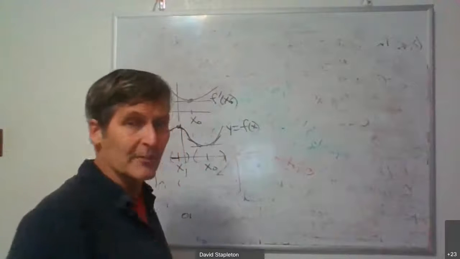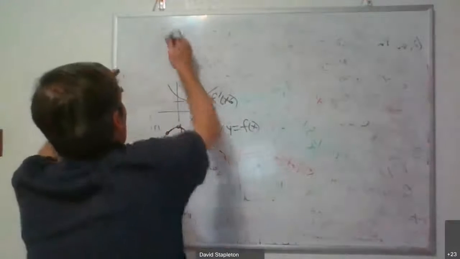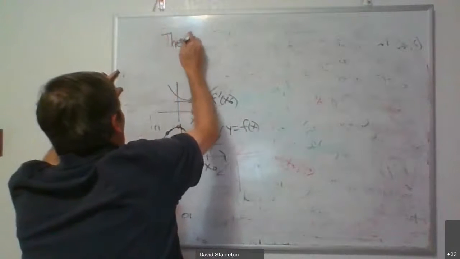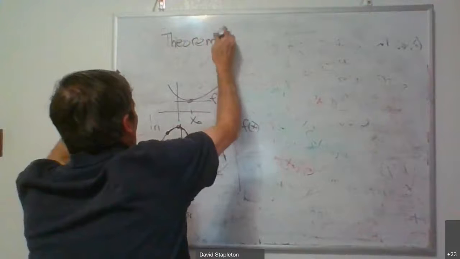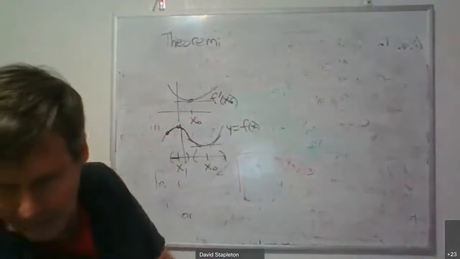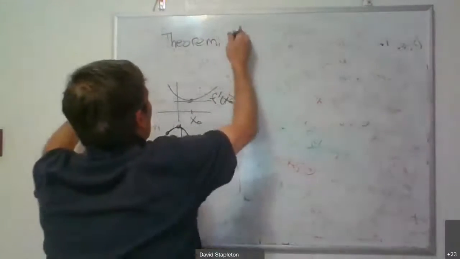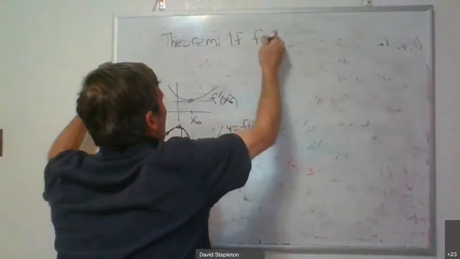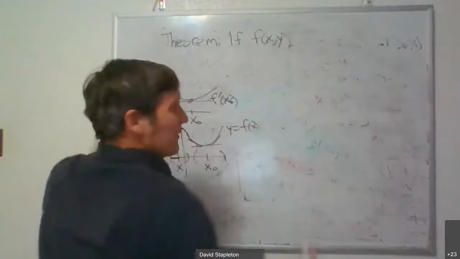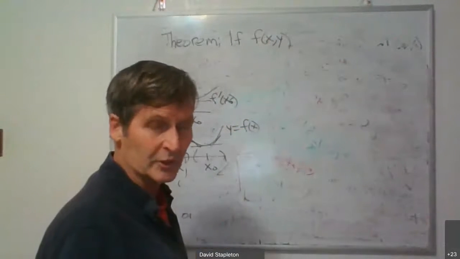So here's the big theorem for relative extrema, local extrema. F of x, y has two continuous derivatives.